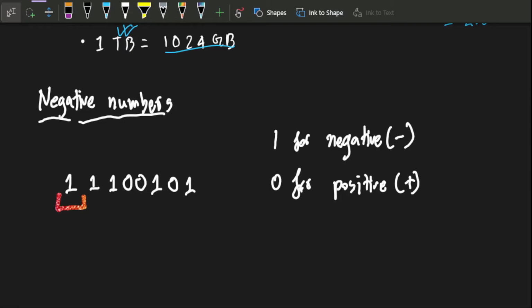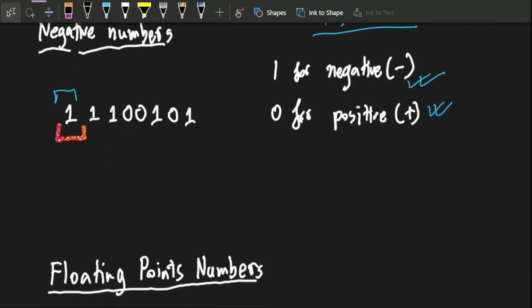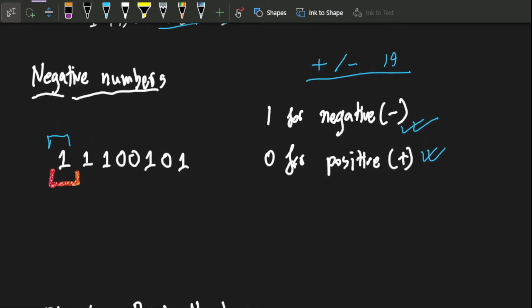So negative numbers are represented by the first bit of a binary number. Just as we give the signs, the plus or the minus, before the digits in our decimals, like for example +/-19, the first bit is given as the sign. That is the one for negative. If it is 1, then we will consider the number negative, and if it's 0, we'll consider the number positive. So that covers the concept of negative numbers.